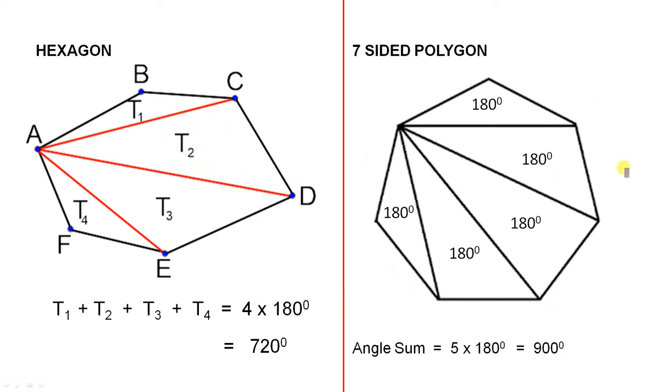For the 7-sided polygon, I've done it very quickly here, we can see that each of those triangles has an angle sum of 180. There are 5 of them. So the angle sum for the 7-sided polygon will be 5 times 180 degrees, and that's 900 degrees.